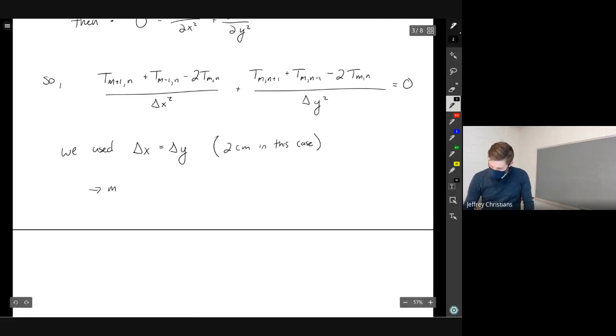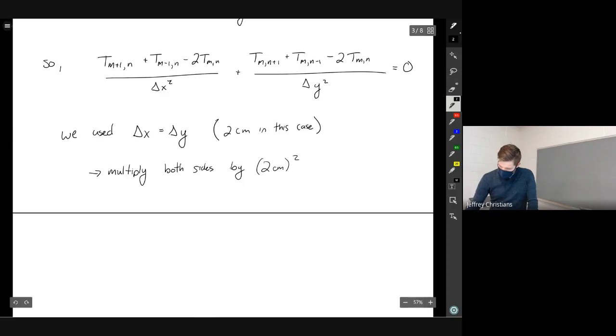So then we would multiply by 2 centimeters squared in this case, and that would give us T(m+1, n) plus T(m-1, n) plus T(m, n+1) plus T(m, n-1) minus 4T(m, n), well, I'll write it this way, equals 4T(m, n).